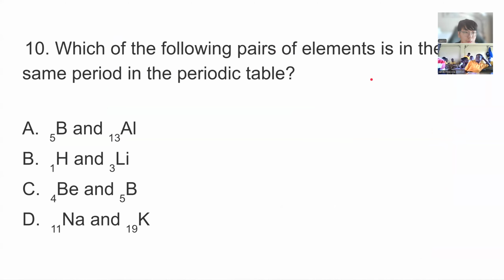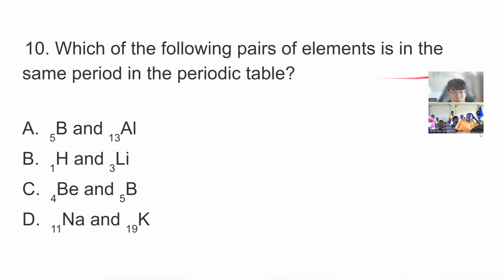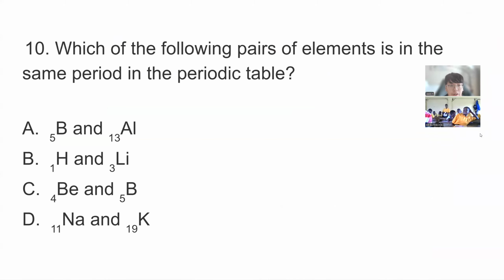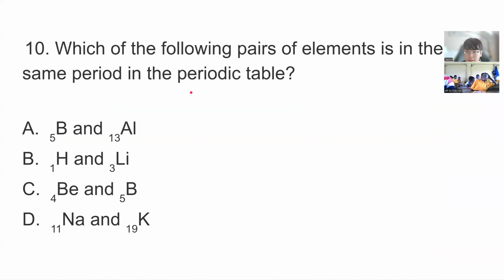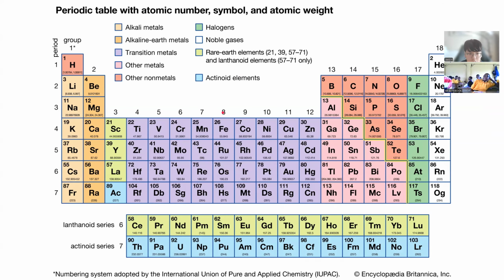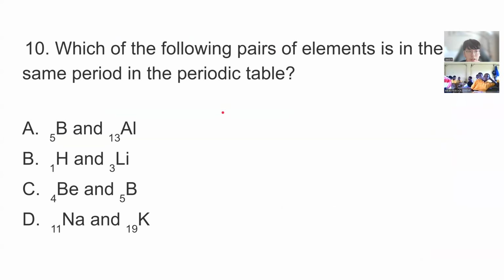So number 10, which of the following pairs of elements is in the same period as in the periodic table? Same period means the same rows. Does anyone know the answer to this question? D.